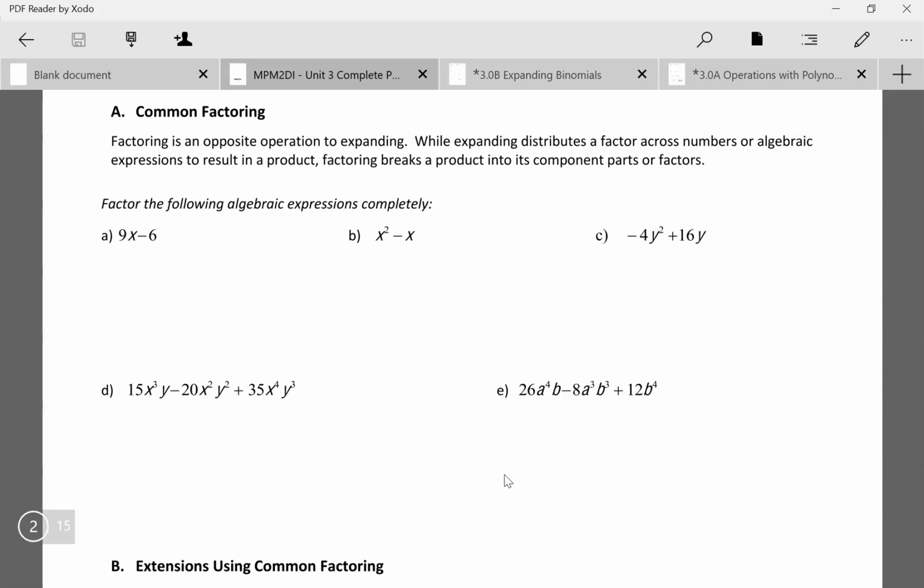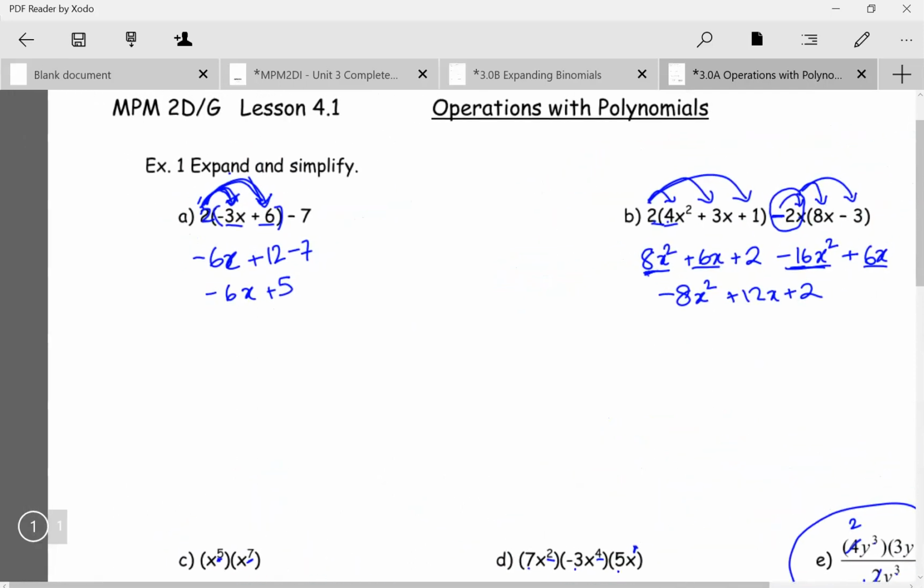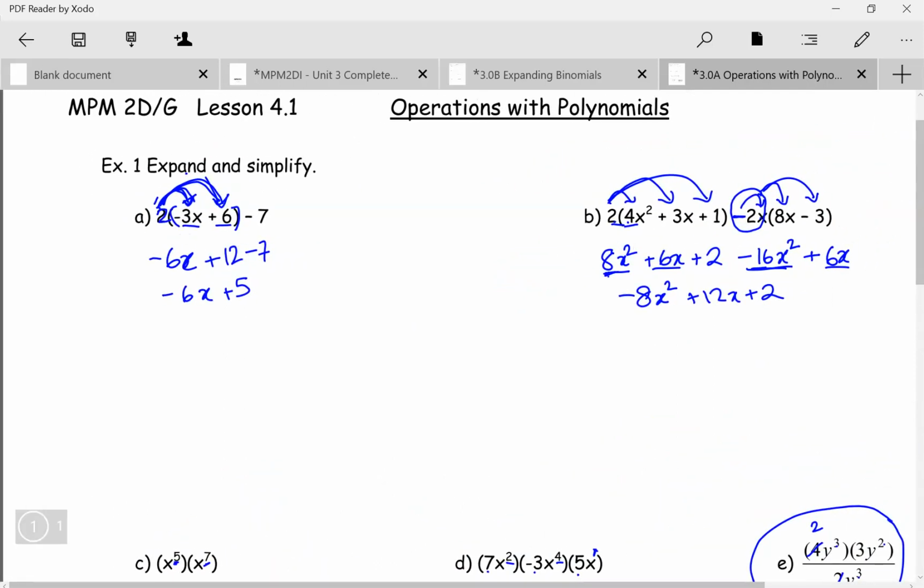Again, some of this hopefully we have seen before in grade 9, but if you haven't, that's really fine. We're going to start new here. So again, factoring is the opposite operation to expanding. In the last video we saw that when we expanded, we kind of removed the brackets. So for this question, we distributed the 2 inside the bracket, so the bracket was gone. Again, we distributed the 2x inside the bracket, so the bracket was gone.